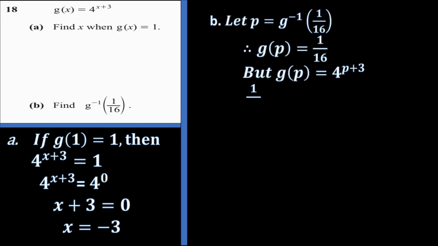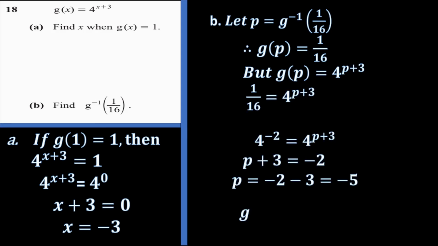Now we are to find the g inverse of 1 over 16. How do we handle this particular question? So we assign a value, an unknown. We don't know what g inverse of 1 over 16 is. So we just say let P equals g inverse of 1 over 16. Since we can't figure out at the moment what it is, we assign a letter.